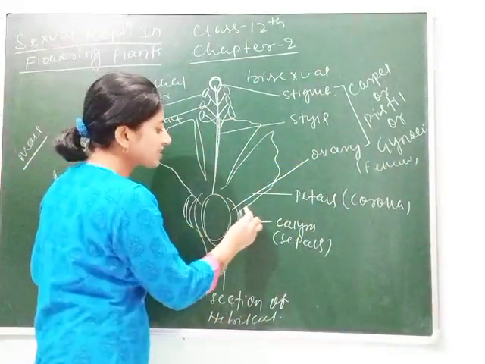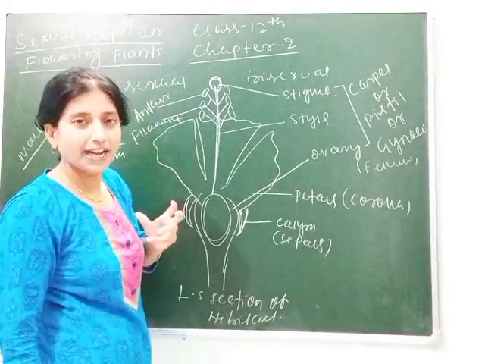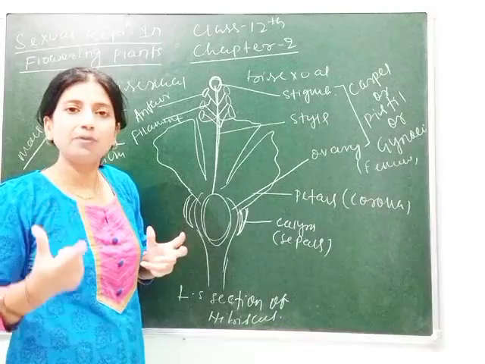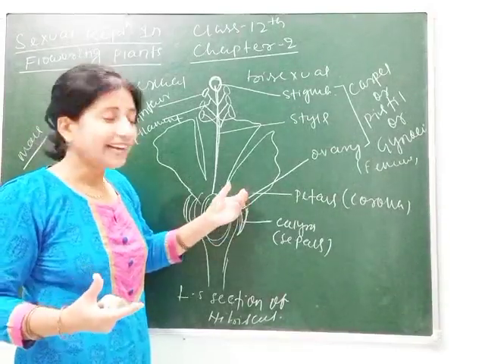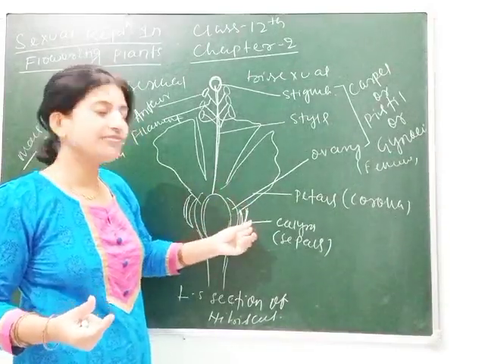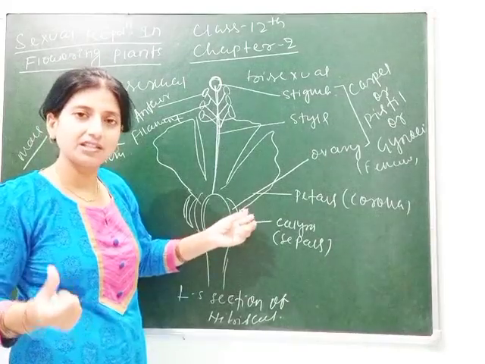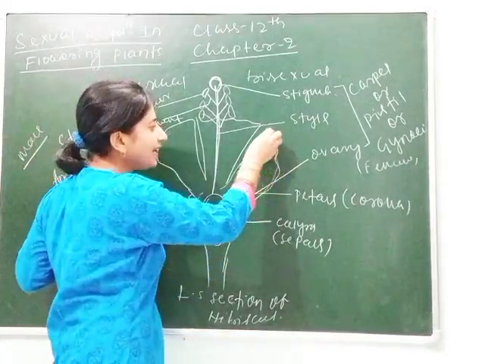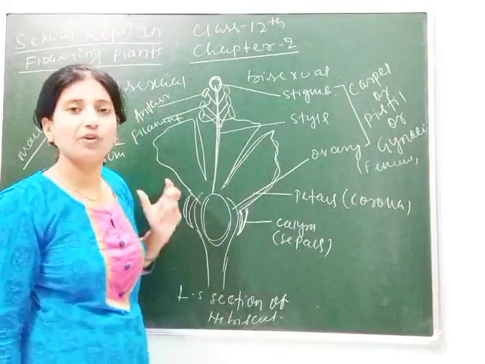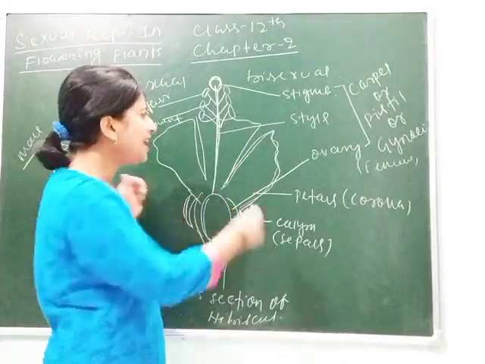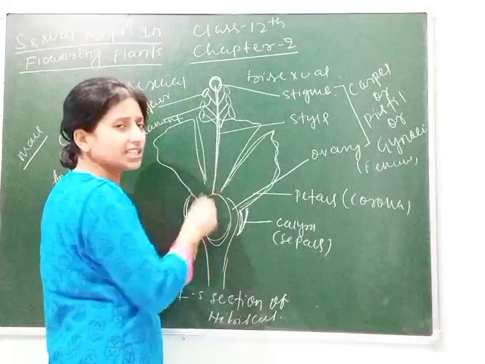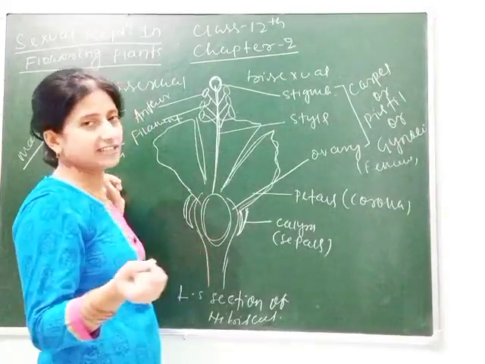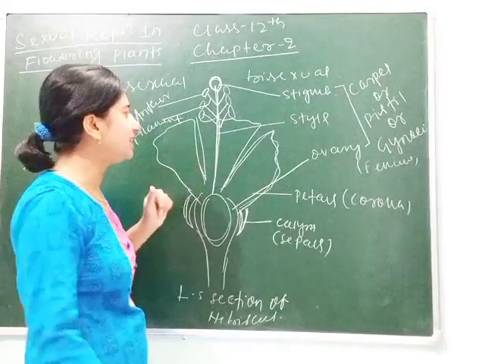Here are sepals. Sepals protect the flower during its bud stage. That means when the flower has not bloomed, not opened, at that stage the sepals, which are green, leaf-like structures, protect the flower. Next, the petals contain the fragrance and nectar, due to which pollination occurs. They come in various colors like red, yellow, pink, white, etc. We can see petals of different colors.